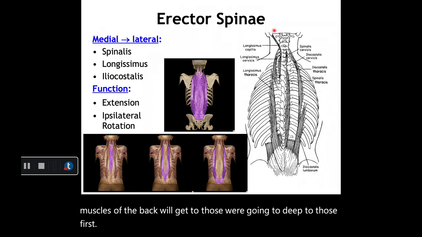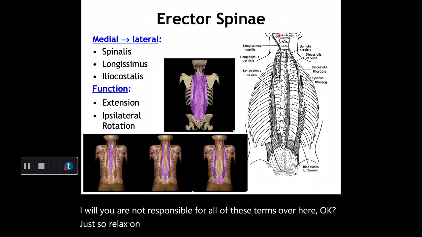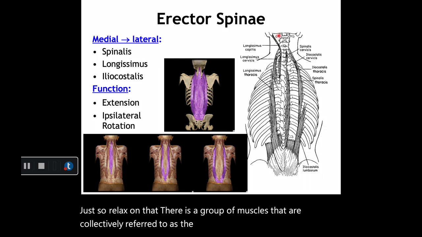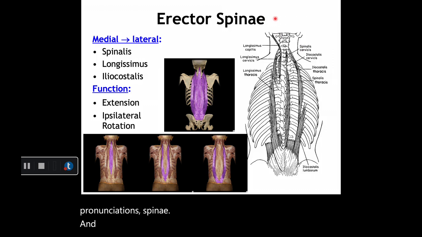You are not responsible for all of these terms over here, okay? Just relax on that. There is a group of muscles that are collectively referred to as the erector spinae group. I know it looks like "spinae," but that's not correct Latin pronunciation. It's spinae. And so you could break this muscle group down into three major subcategories or subcompartments.